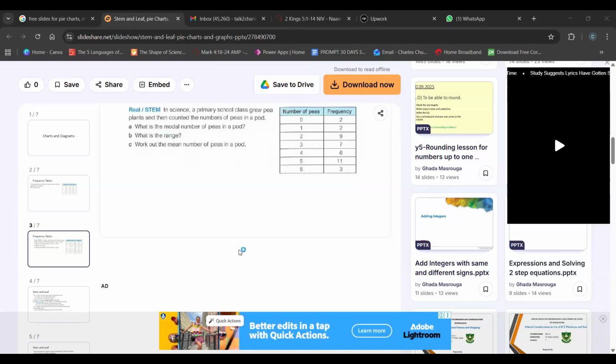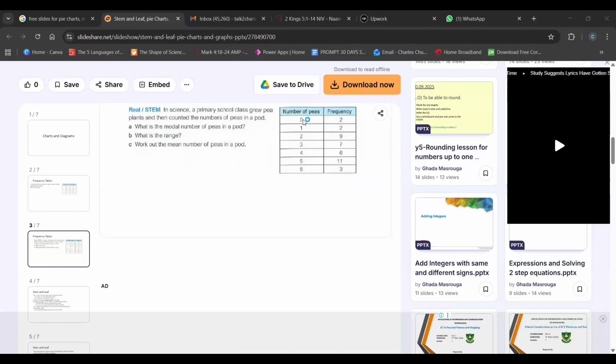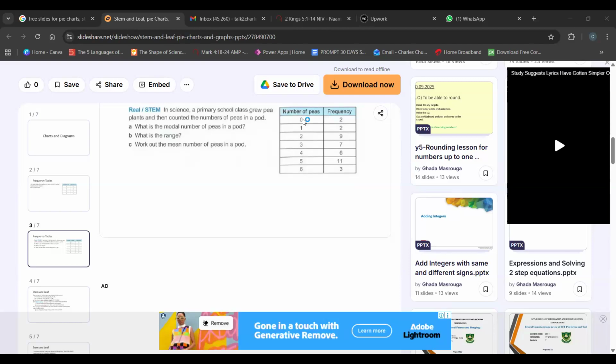To calculate the mean, you have to multiply the number of peas by the frequency. You would get that 40, and you keep your 40 by the side. But before you use the 40, you have to multiply the number of peas by the frequency. So the first one will be 0 times 2, 1 times 2, 2 times 9, 3 times 7.